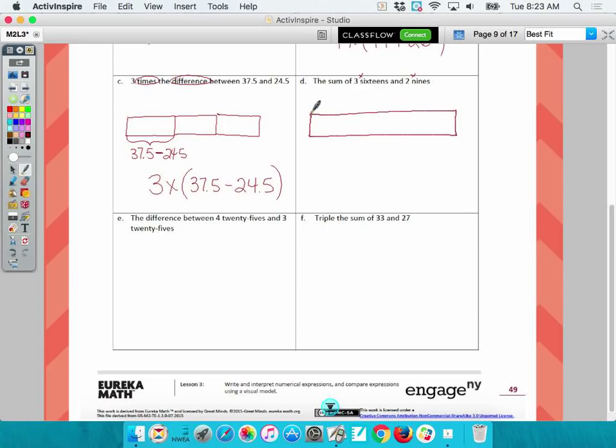And then yesterday we sort of started with the small ones on the end, didn't we? Yeah. So what would I start with on the end? 2 9s. And now what do I need to divide the rest of it into? 3 groups of 16.